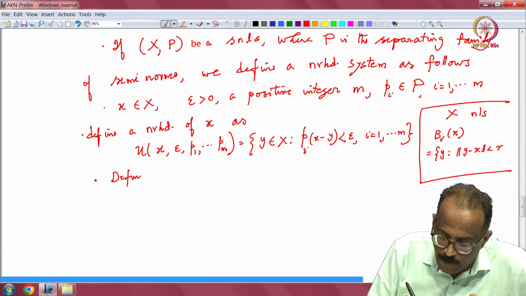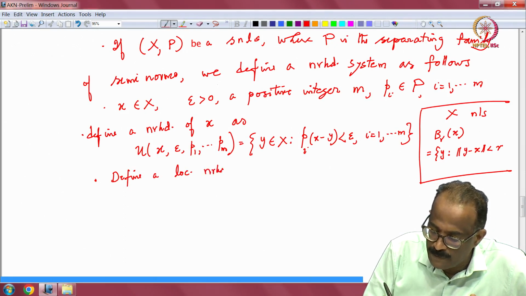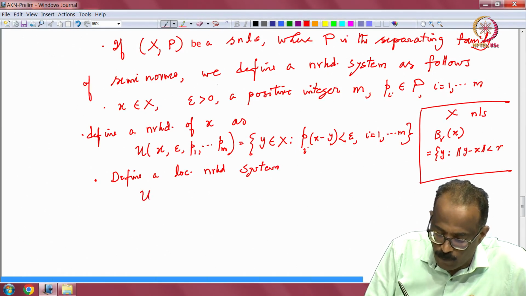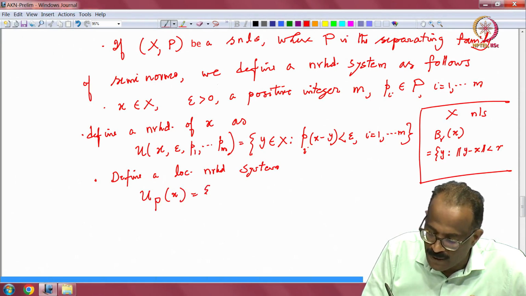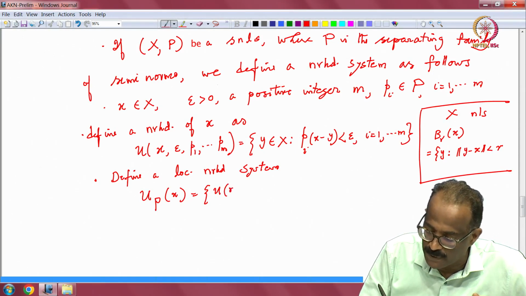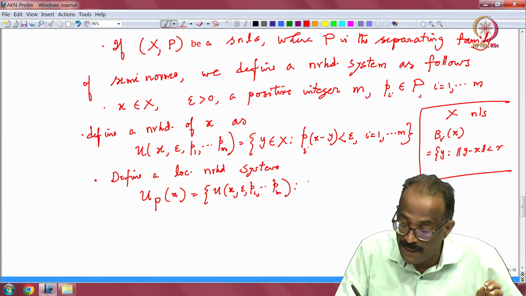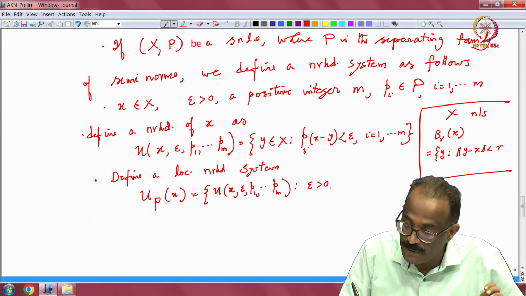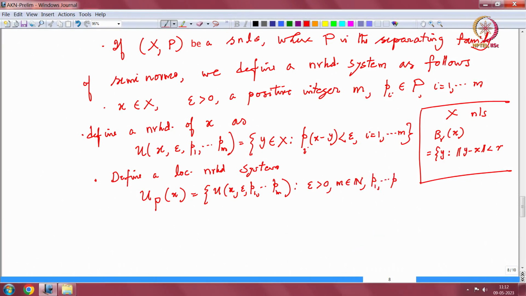With that, define a local neighborhood system U at p, that is of x, equal to, you collect all such neighborhoods, all possible neighborhoods, U epsilon, p1 etc. pm. What are the things varying? You vary all epsilon positive, you vary for all m in N, and then choose all the possible p1 etc. pm from P.